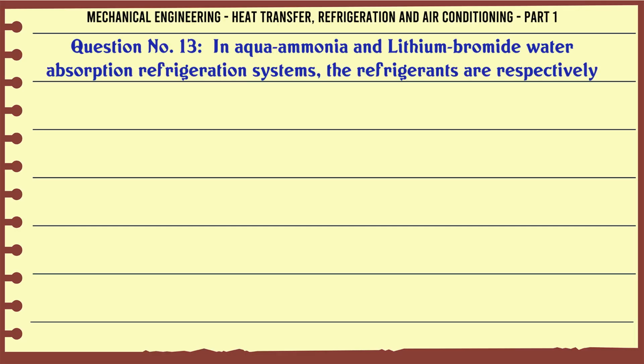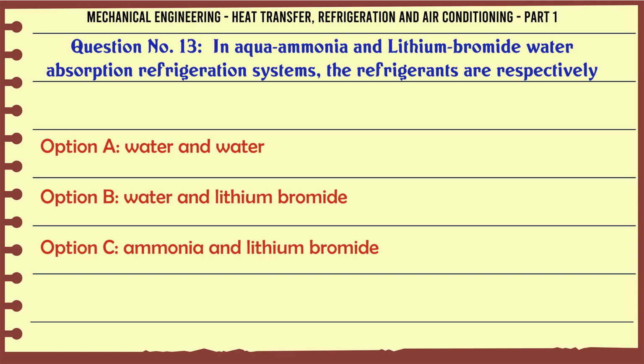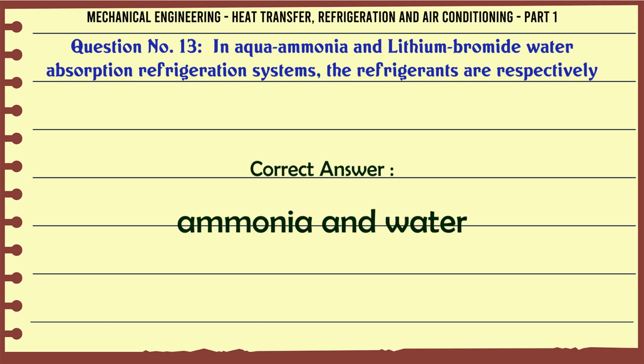In aqua-ammonia and lithium-bromide water absorption refrigeration systems, the refrigerants are respectively A. Water and water, B. Water and lithium-bromide, C. Ammonia and lithium-bromide, D. Ammonia and water. The correct answer is ammonia and water.